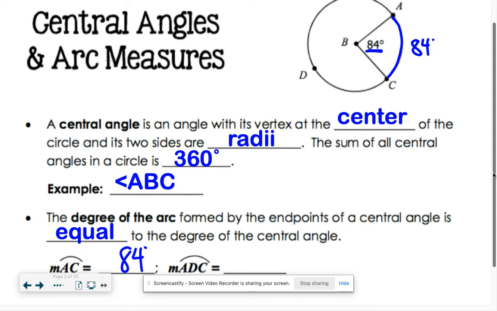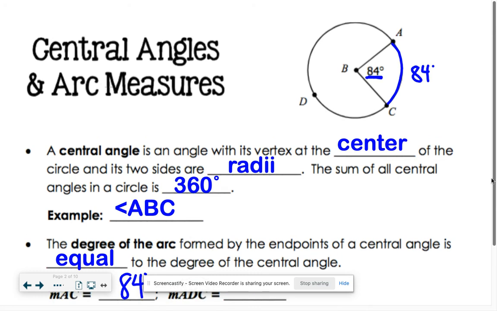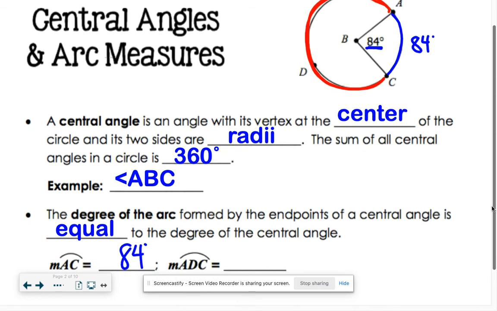Now we're being asked to find the measure of arc ABC. If I trace that out, I start at A, go towards D, and hit C. We're looking for this big red arc. What's the degree of that? Well, what's left over of our 360, if we take 84 away, you should get 276. So that would be the degree of that major arc.